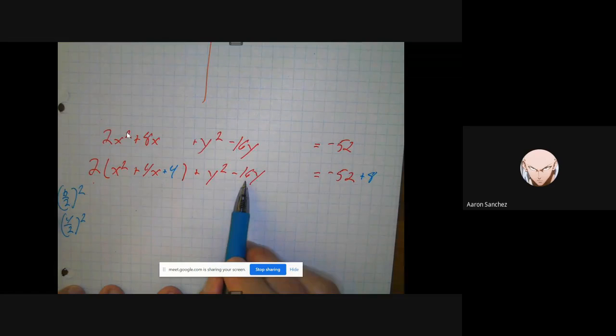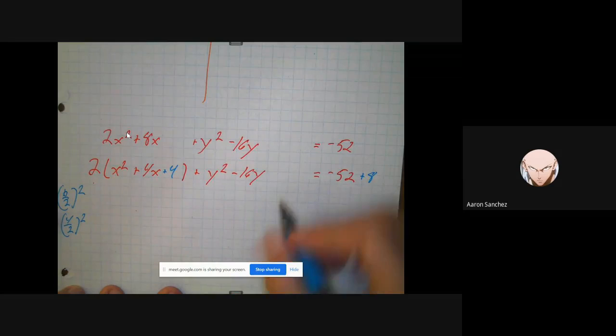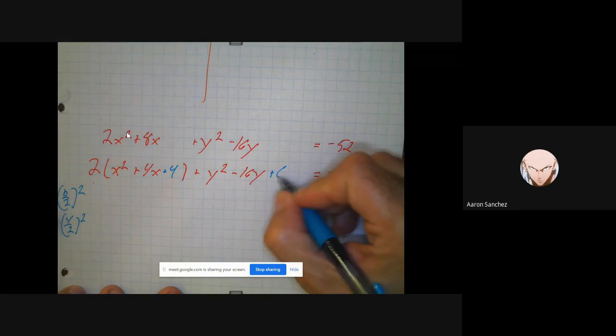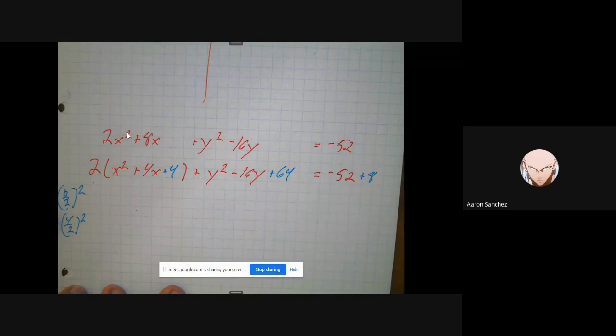8 divided by 2 is 4, and 8 times 8 is 64. I add 64. Any questions on where I got that 64 from? So I'm going to add 64 over here to keep it balanced because I'm not multiplying it by anything. And now let's go ahead and simplify a little bit.